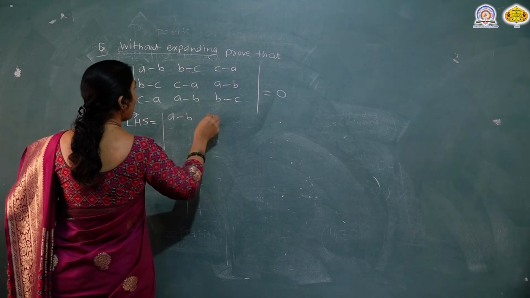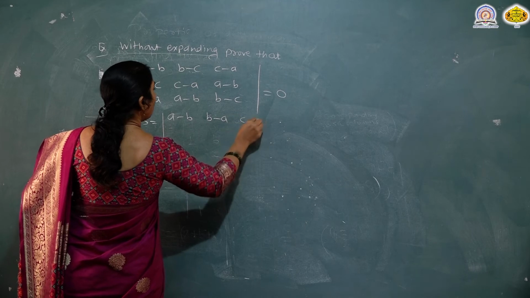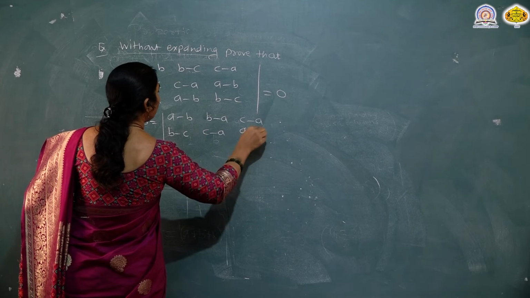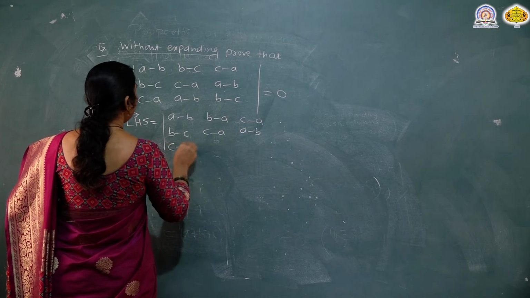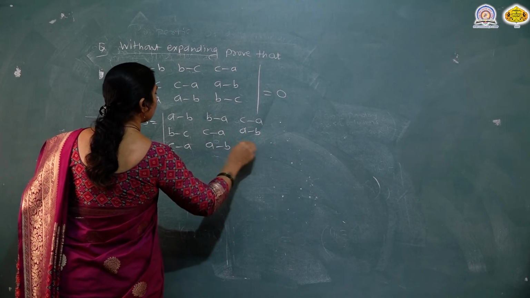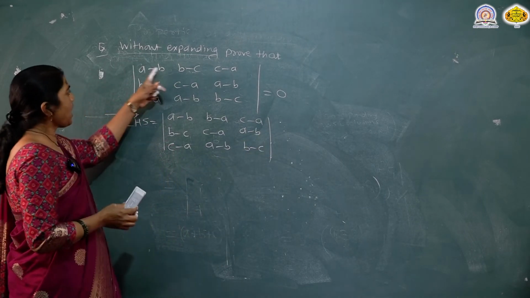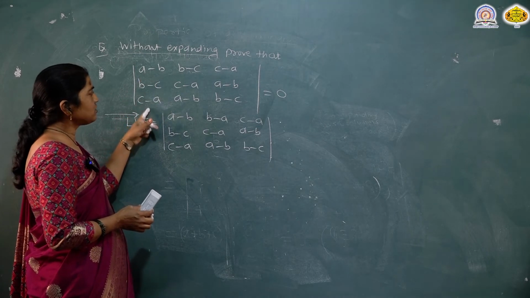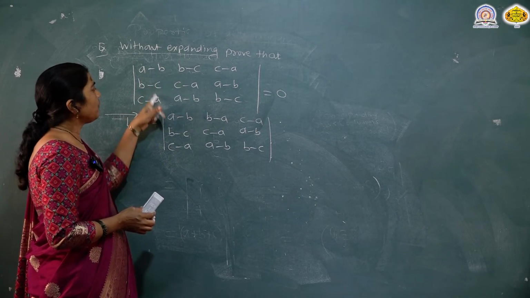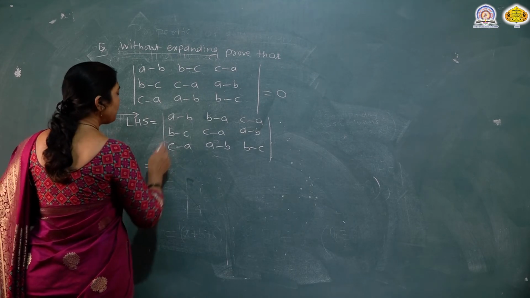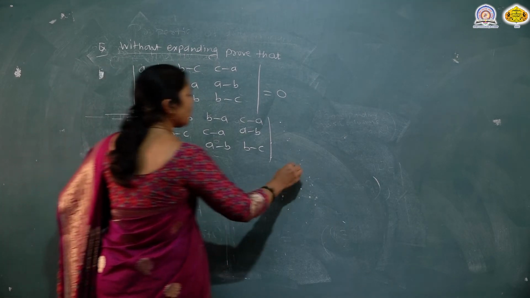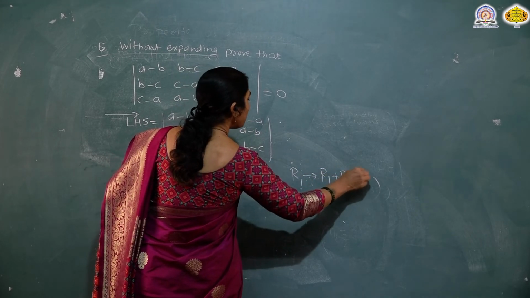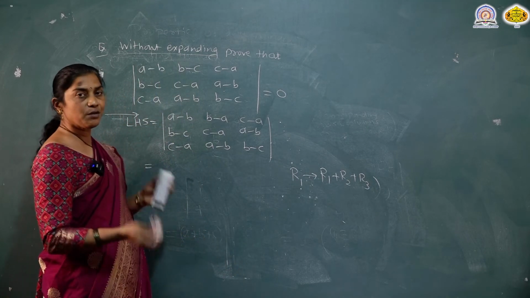If you do the observation, you will get the idea that A minus B, B minus C, C minus A, if you add these three, we get 0. Therefore I will change the first row. I will change R1 to R1 plus R2 plus R3. The value of the determinant remains unchanged.